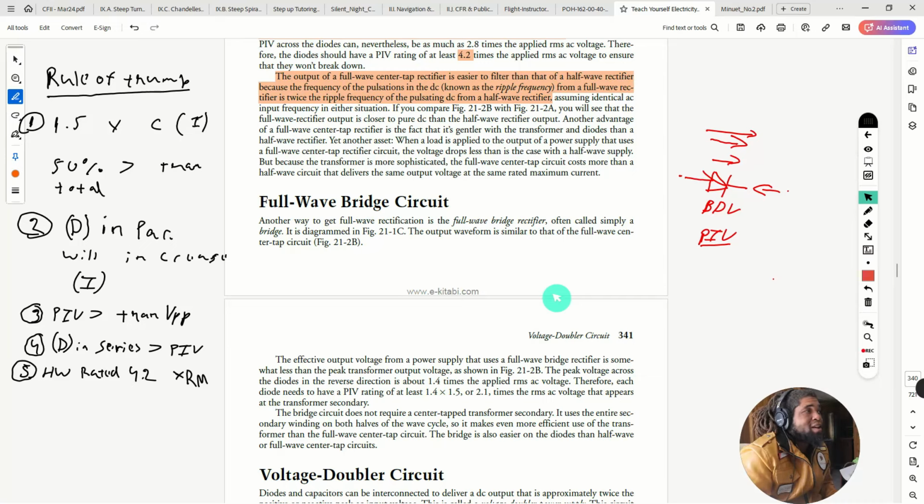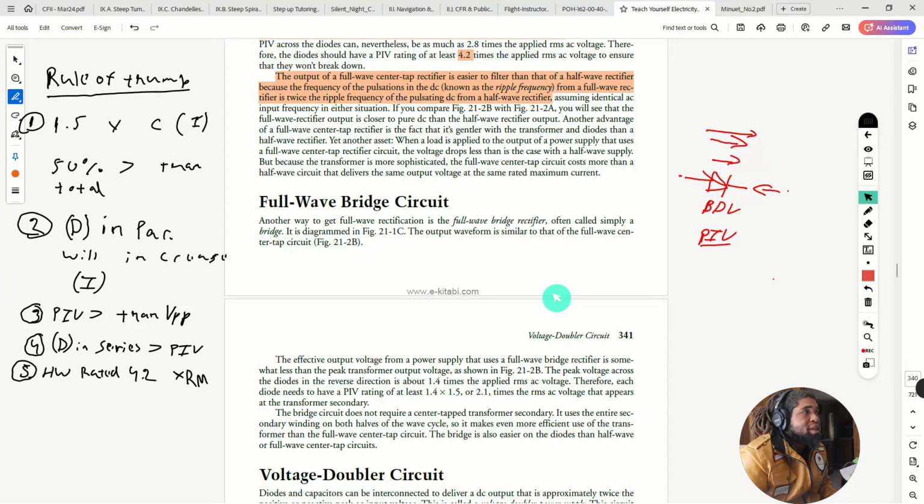Yet another asset, when a load is applied to the output of the power supply that uses a full wave center tapped rectifier circuit, the voltage drops less than in the case of the half wave rectifier. That's what I was going to point out earlier too. So you'll get more voltage also, and you should get more of a consistent voltage, but you'll get more voltage out of the full wave rectifier as well, because there's less of a voltage drop.